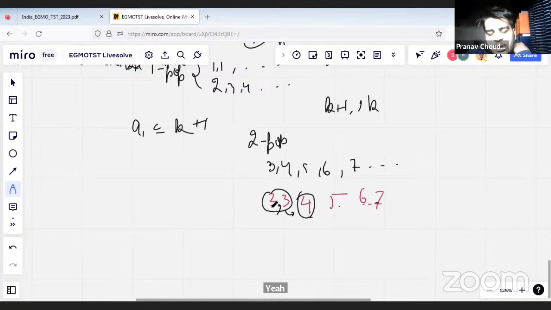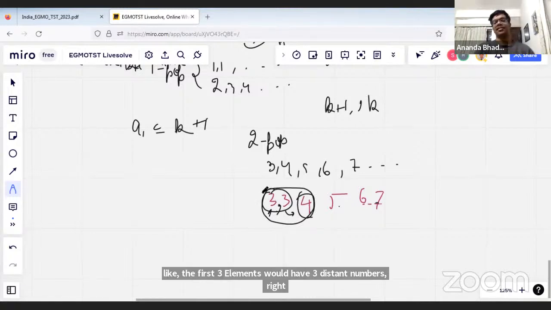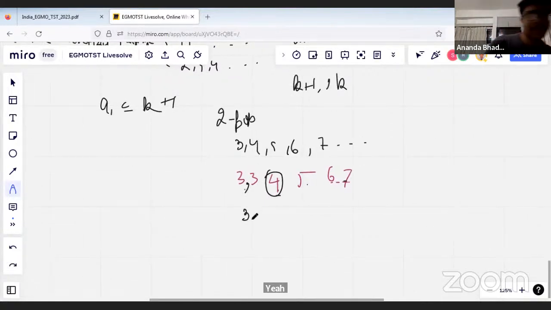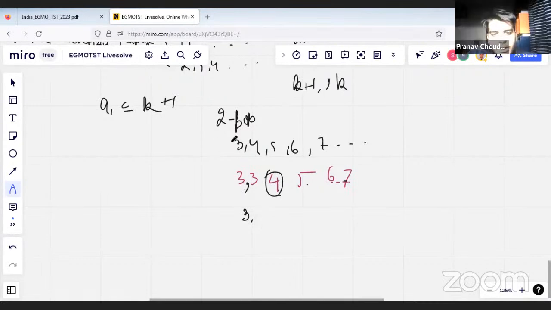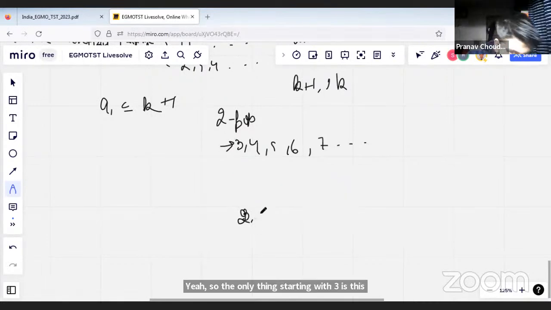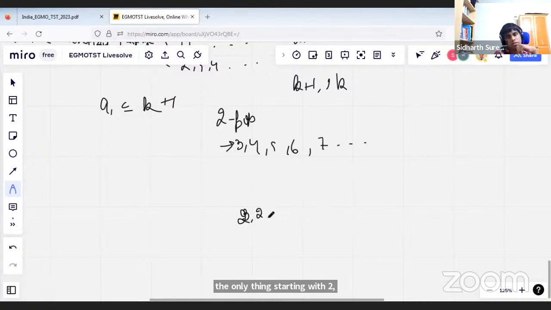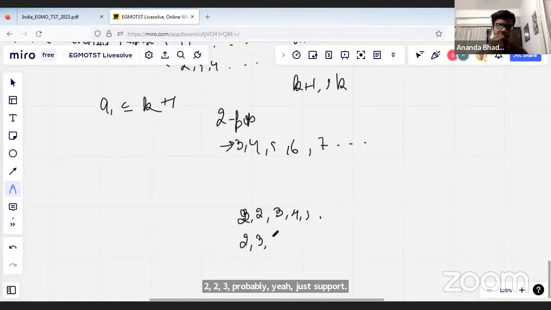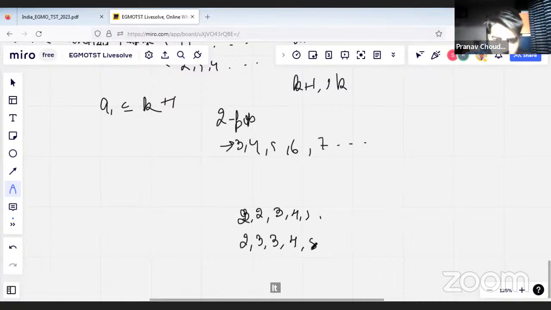Oh, this does not work. Why doesn't it? The first 3 elements should have 3 distinct numbers, right? So the only thing starting with 3 is this. What is the only thing starting with 2? 2, 2, 3 probably. This should also work, right? 2, 3, 3, 4, 5, 6. Or not?